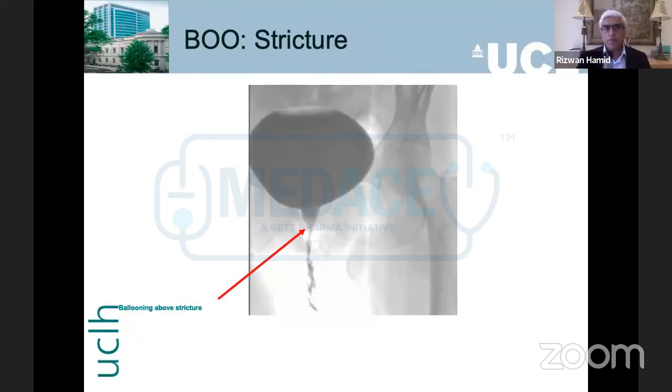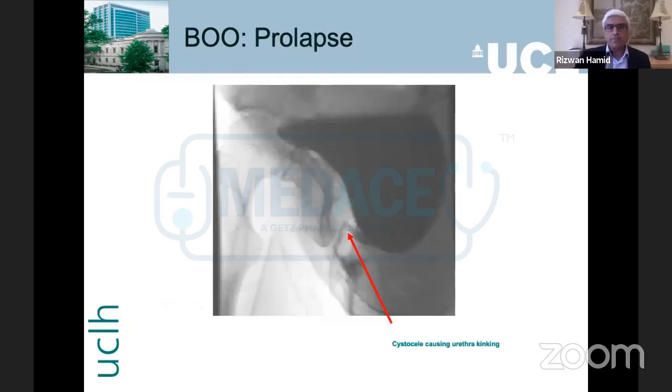So here you can see a stricture just above, and there's a ballooning. So this is a female stricture, and it can be treated by dilatations, or nowadays we like to do a female buccal mucosal urethroplasty, which I do, not in every case, especially in young women. You don't want to do the dilatation all the time.